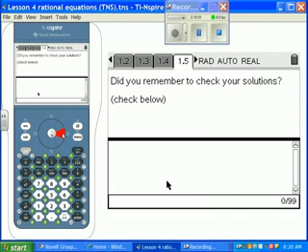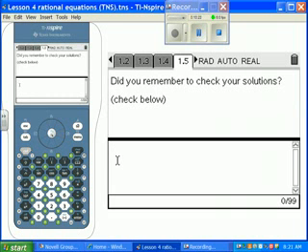Did you remember to check your solution? This is a calculator page down below. Who remembers how to store a number as a variable? Tab. Control tab. No, just tab.